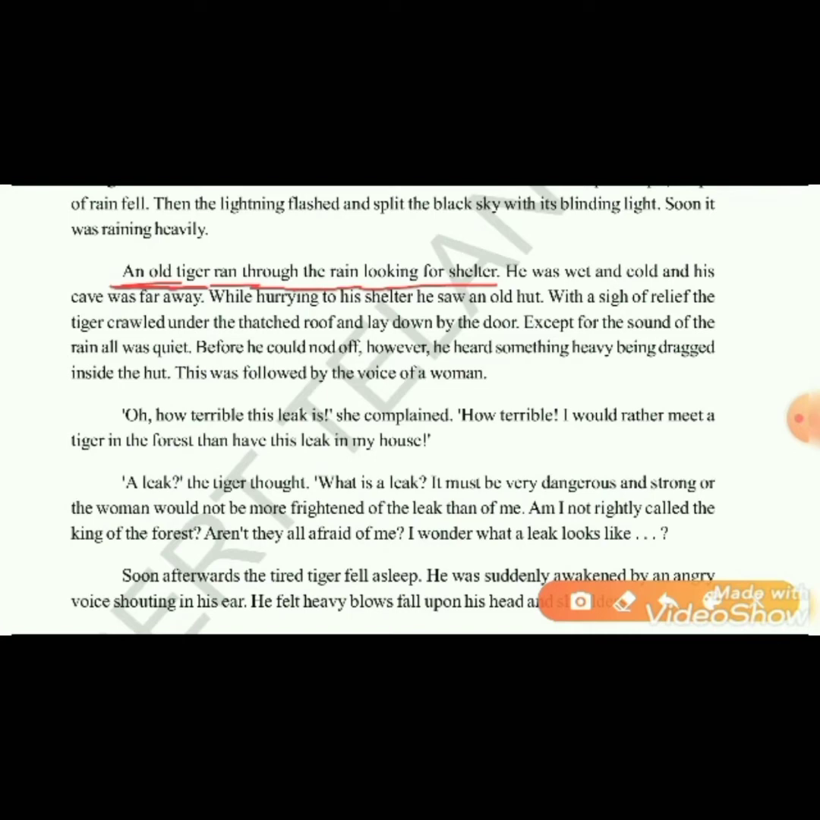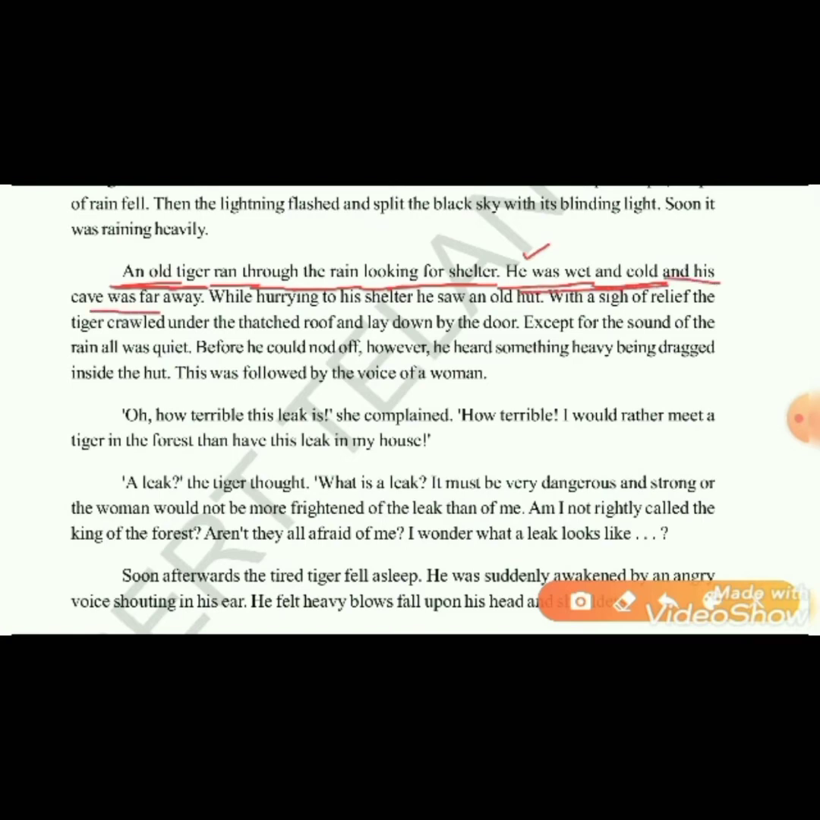What's the meaning of shelter? Shelter means house. To escape the heavy rainfall, the old tiger started searching for a shelter. How was he? He was wet and cold, and his cave was far away. Where was his den? A cave, they have used here. The house of the tiger, here in the lesson, is called a cave. Where was it? It was very far away from where the tiger is now.